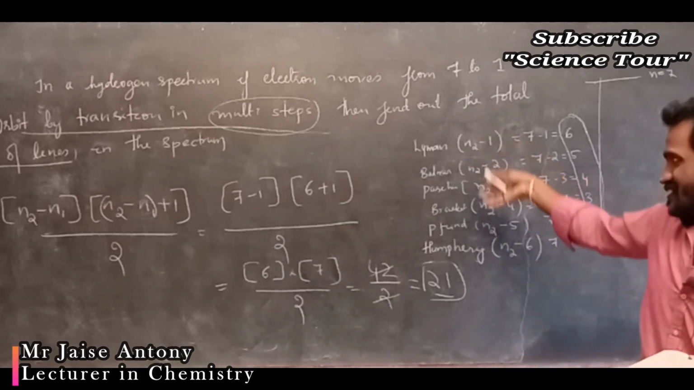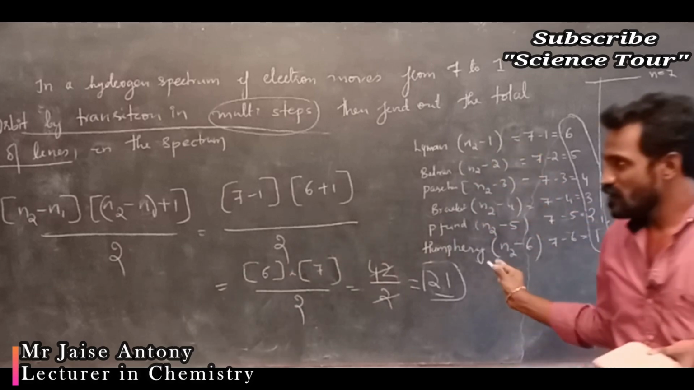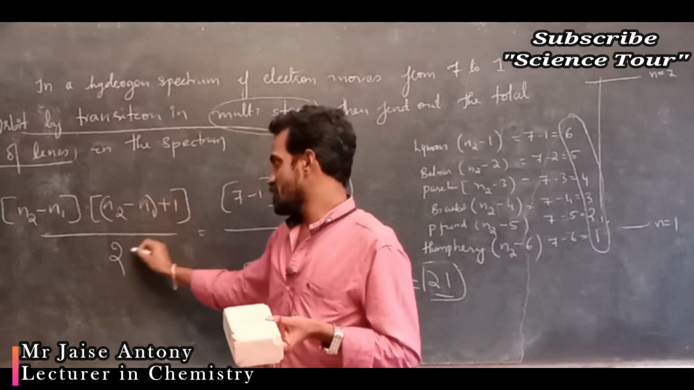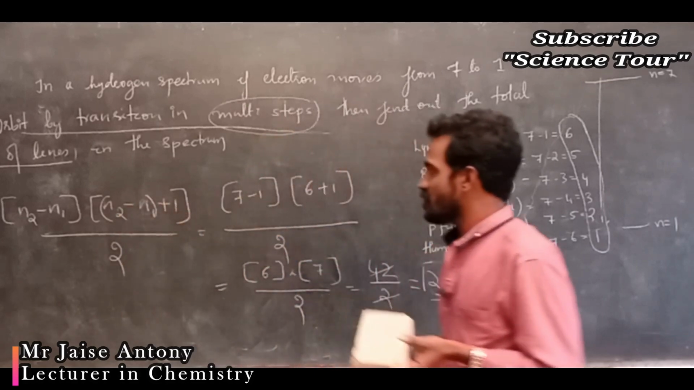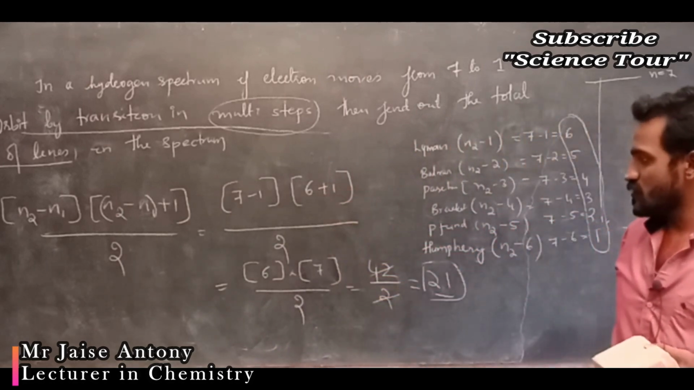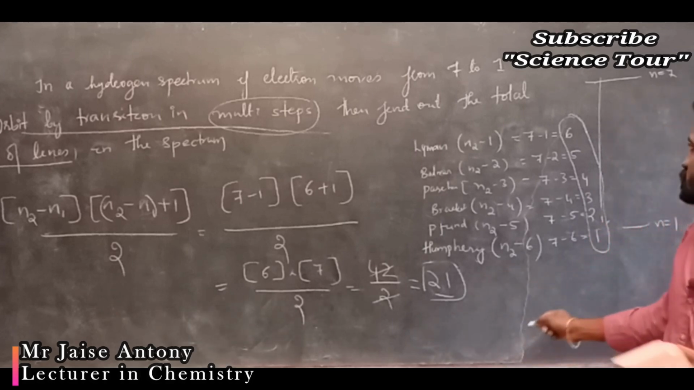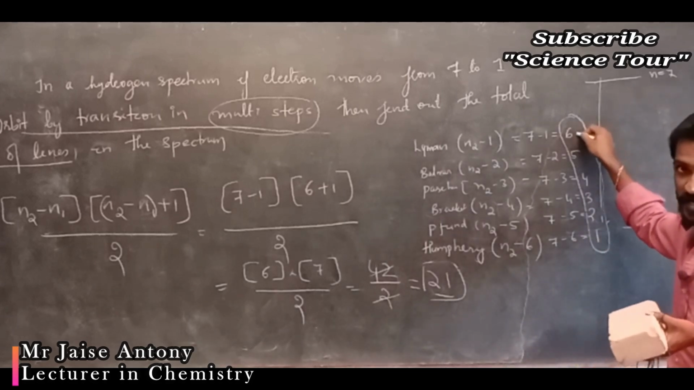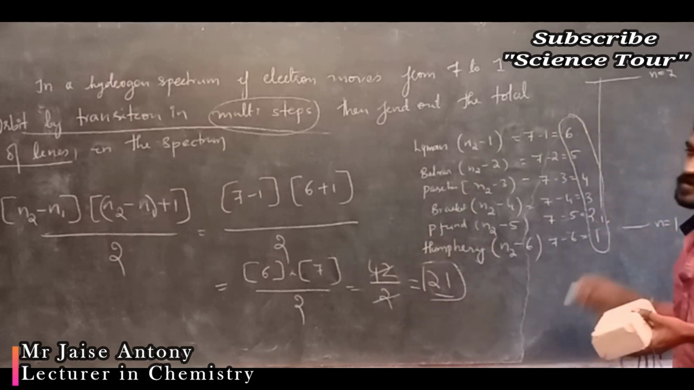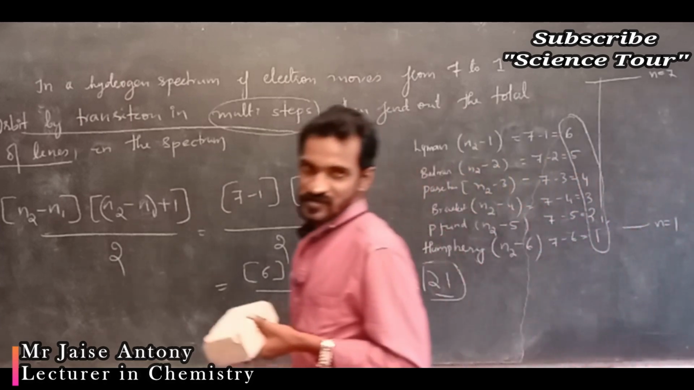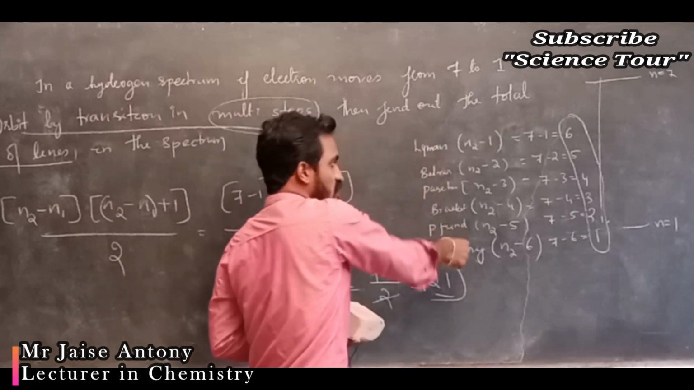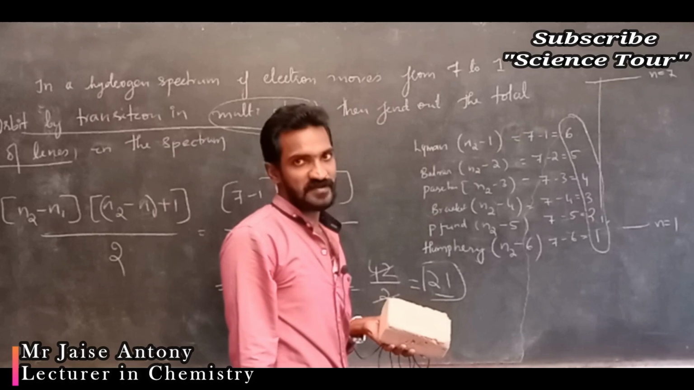So writing this out and calculating is difficult. So you apply this formula: N2 minus N1, and again N2 minus N1 plus 1, divided by 2. N2 is the higher energy level, 7 minus 1, that is 6, 6 plus 1, 6 into 7, 42, 42 divided by 2 is 21 lines. We will check by this method whether we are getting the same: 6, 10, 15, 15, 20, 21. Correct. So you are getting 21 lines. If the transition is in multiple steps, like this also you can calculate.